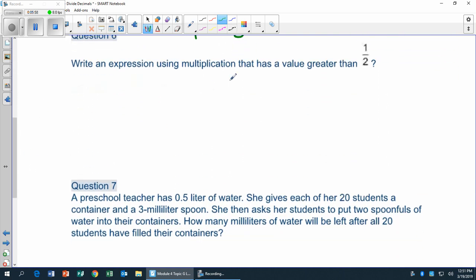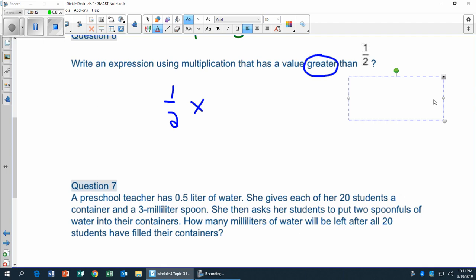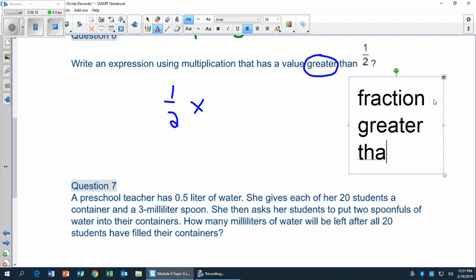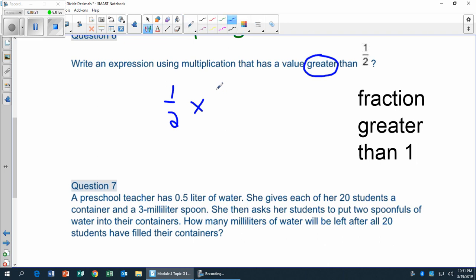Write an expression using multiplication that has a value greater than 1/2. So right away, I'm going to take my half and multiply. And the first thing I'm going to do, because it says greater, I want a fraction that is greater than 1. So an example of a fraction that's greater than 1, I'm going to pick 5/4, because 5 is bigger than 4, and when the numerator is bigger than the denominator, it's an improper fraction, which means it's greater than 1.